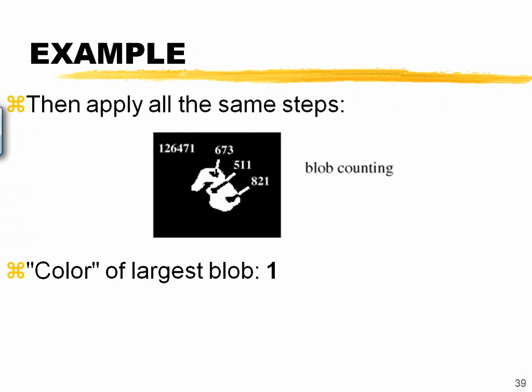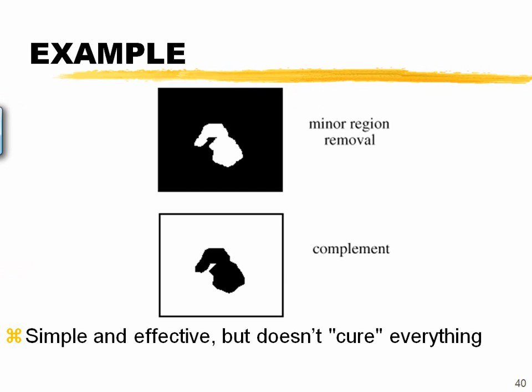So I can find out the largest colored blob, which would be the background, again do minor region removal, take the complement, and I get the full object. So that's another application of simple blob coloring. Obviously, doing this is not going to solve all problems, but it's a processing tool, an algorithm that can be used depending on the application.